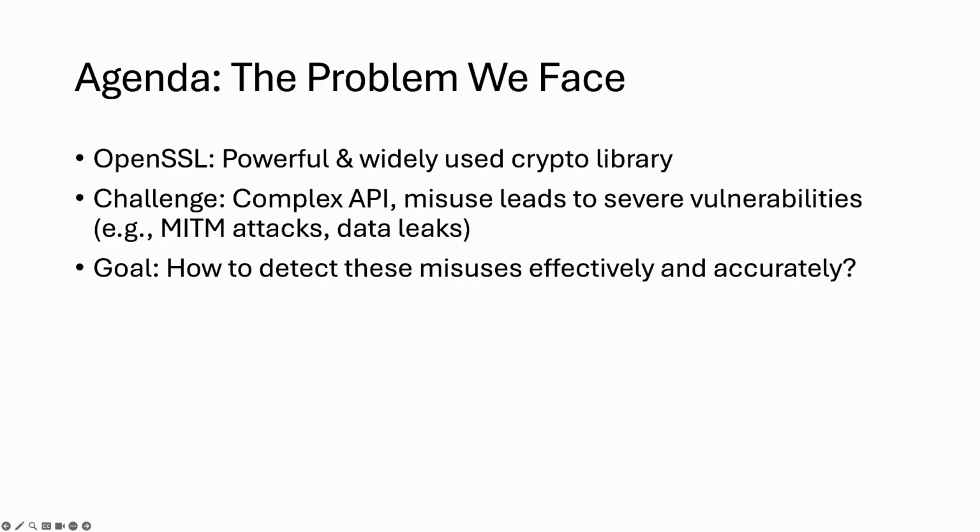Therefore, the central question we are addressing is, how can we reliably and efficiently find these potentially devastating misuses before they cause harm? We need detection methods that are not only effective in finding potential flaws, but also accurate enough to avoid overwhelming developers with false alarms.